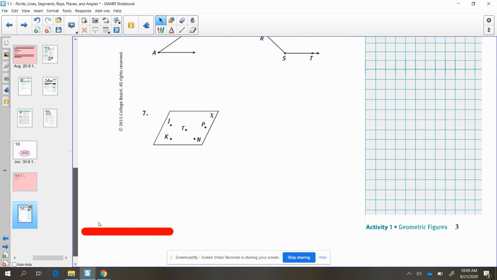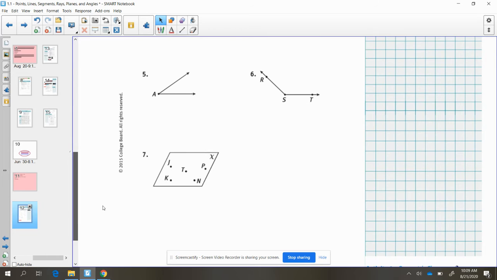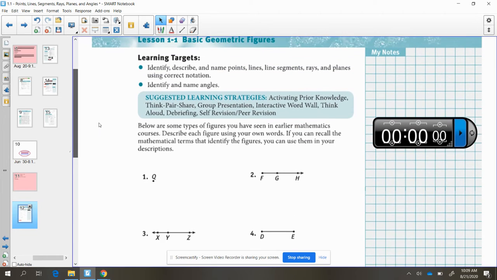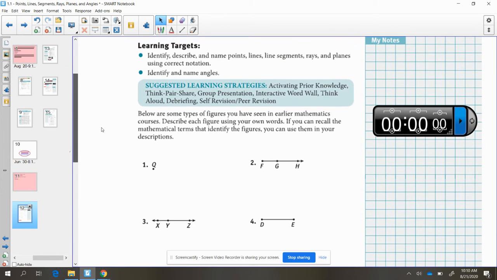So you're going to kind of chunk under number 7 here, and that's where we're going to stop after this first question. But if you read through the learning targets up here, it says we are going to be able to identify, describe, and name points, lines, line segments, rays, and planes using correct notation, and identify and name angles. Basically, this first lesson is all about vocab, hence why we don't need a calculator.